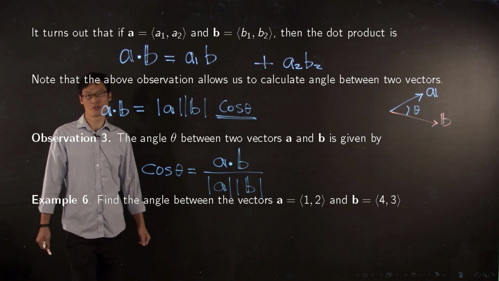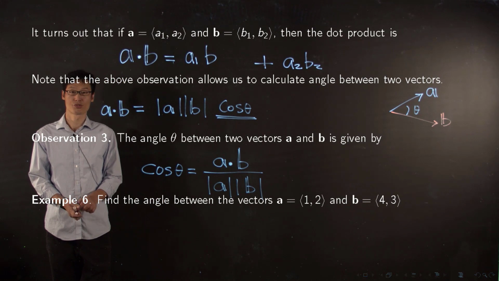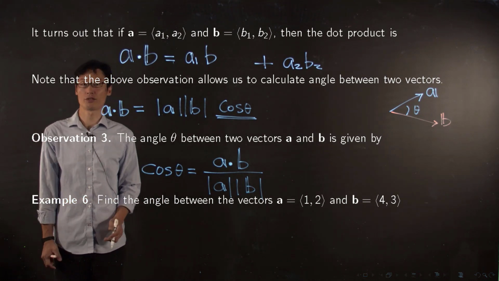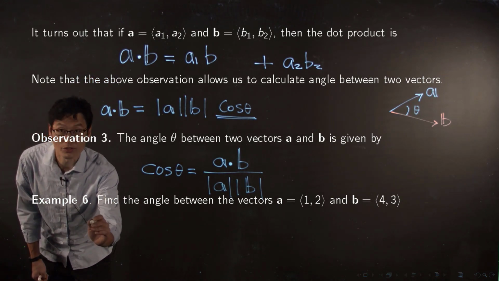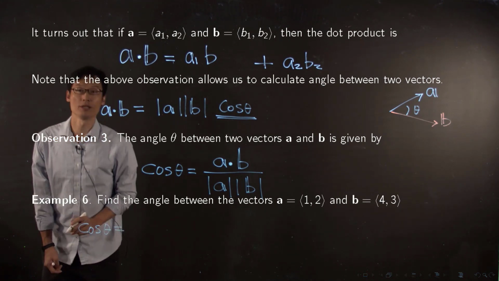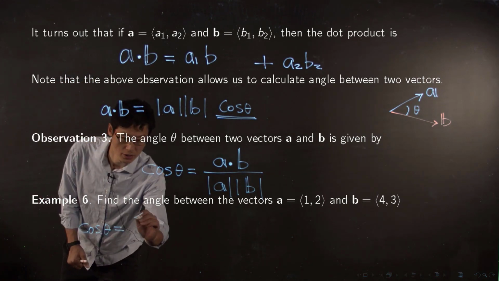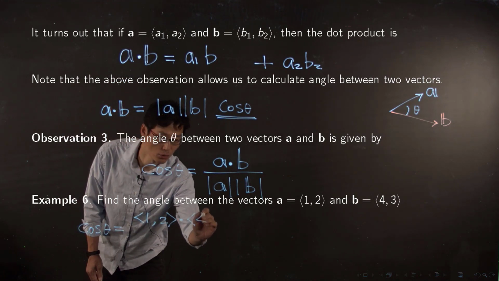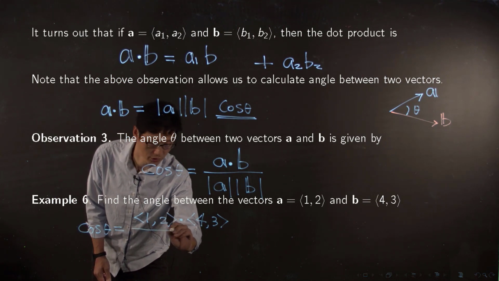So, a quick example. Let's use this formula to find the angle between two vectors. In example 6, we have two vectors 1, 2 and 4, 3. So from this formula, cosine theta is the dot product of the two vectors 1, 2 dot 4, 3 over the product of magnitudes.